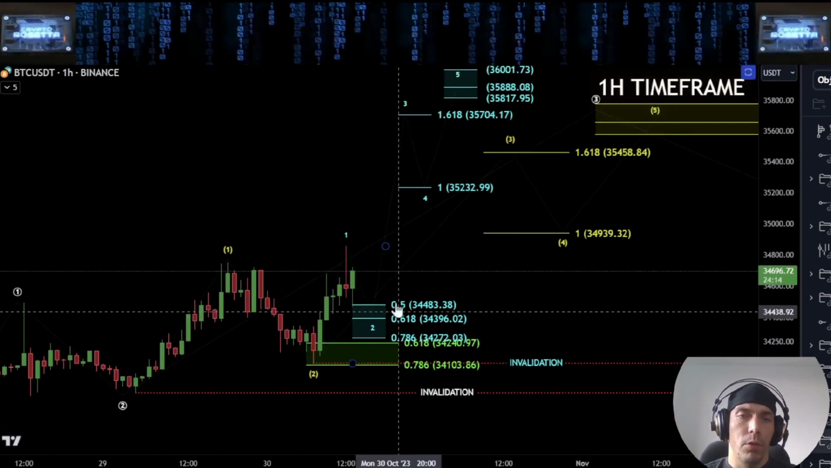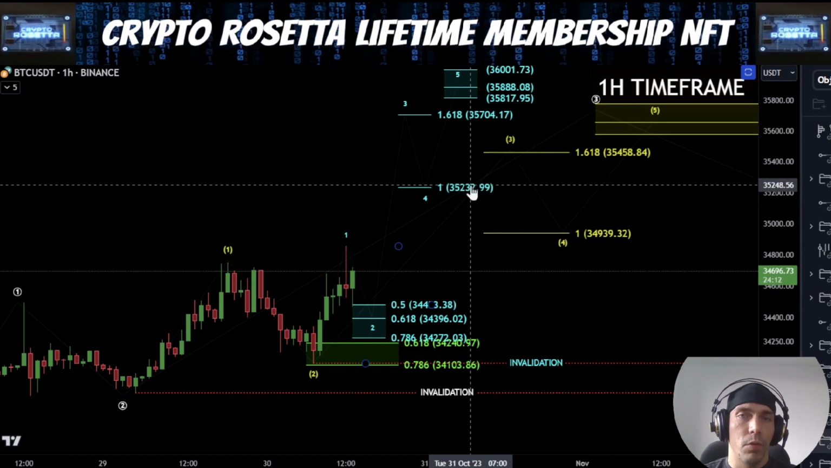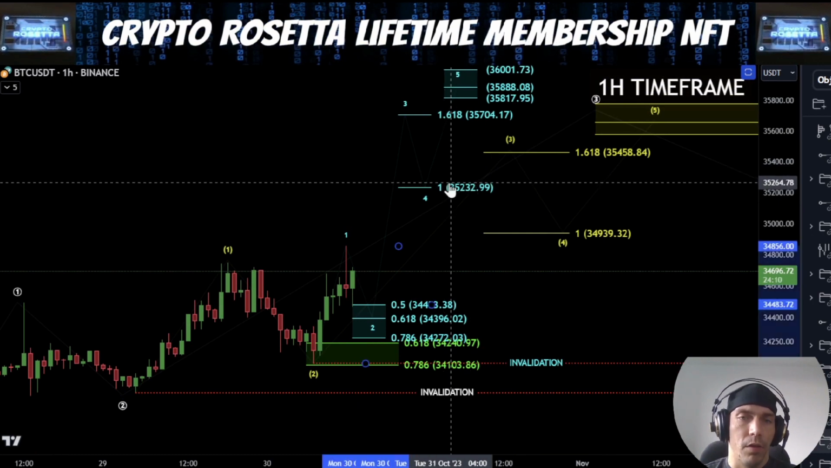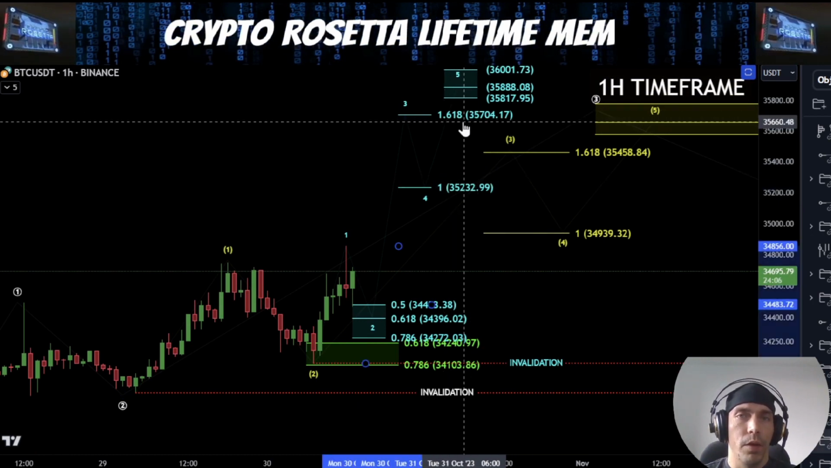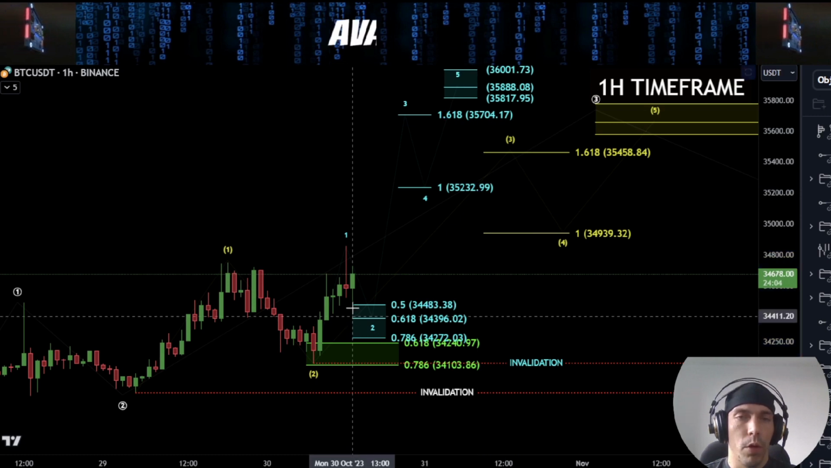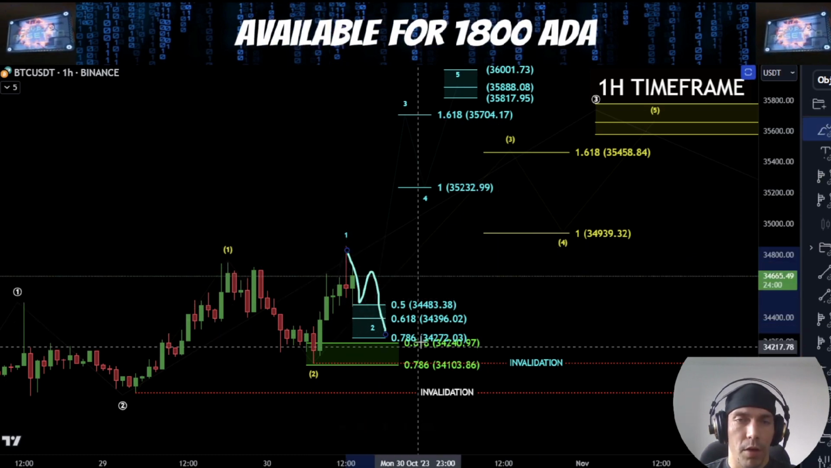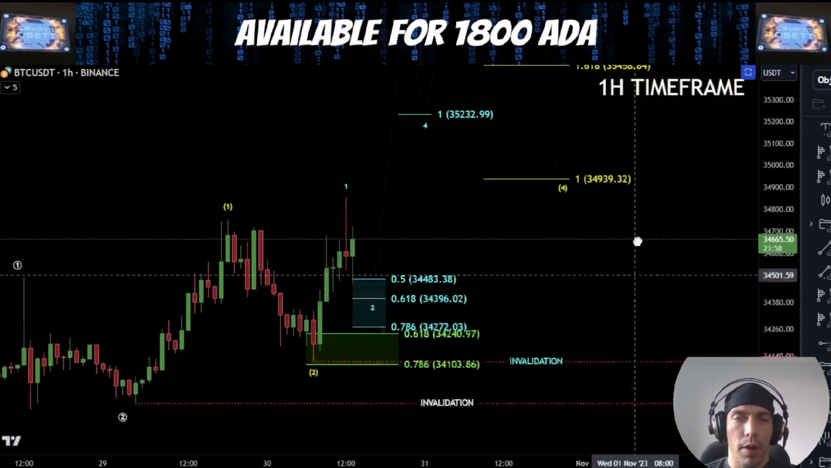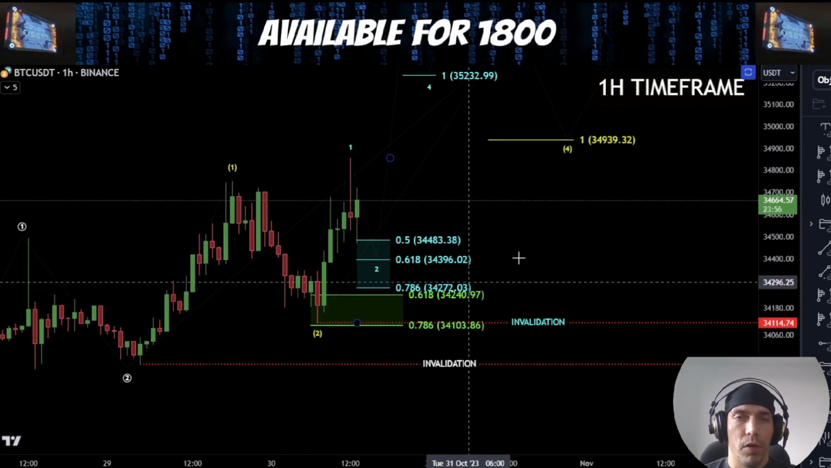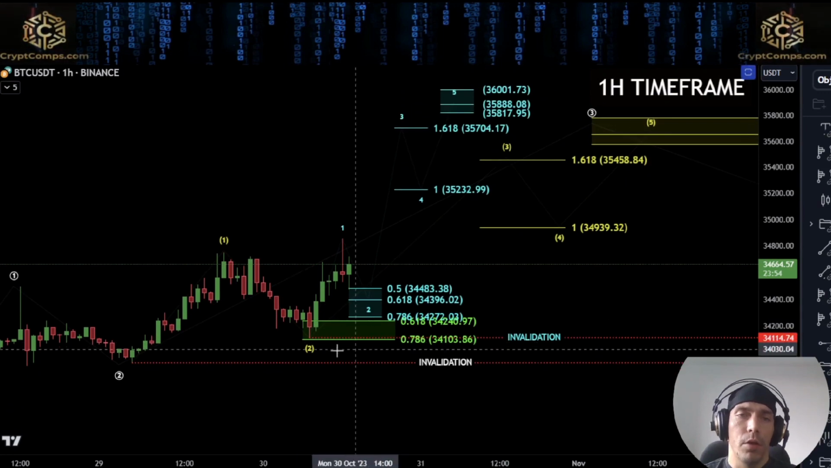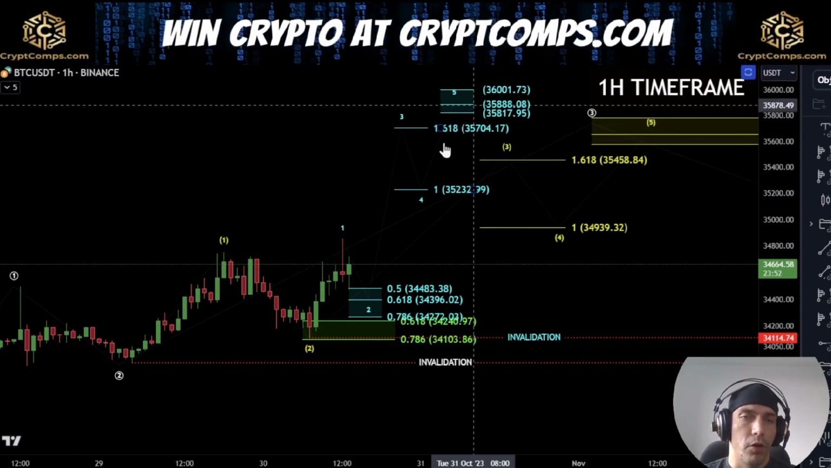Now if we do look to rally off this 50% zone, the 1.618 is actually putting us up here towards this 35,704. If we see price do something like this and we do come back down here, as long as we hold this lower level here of this 34,272, there is a possibility to see this blue 5-wave structure develop.